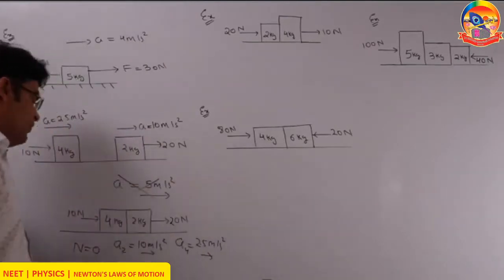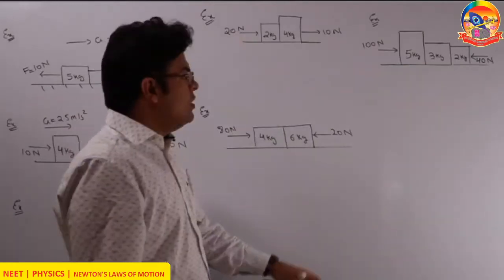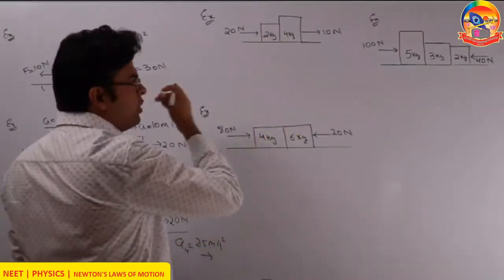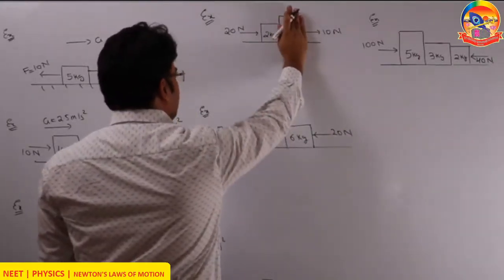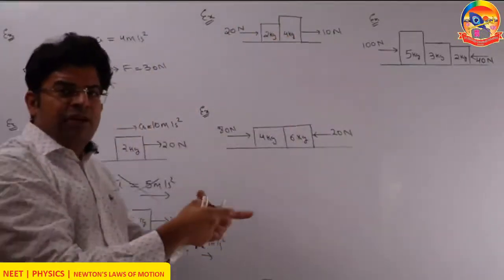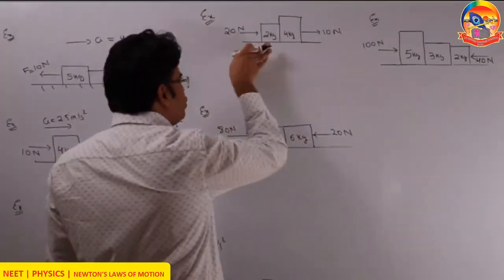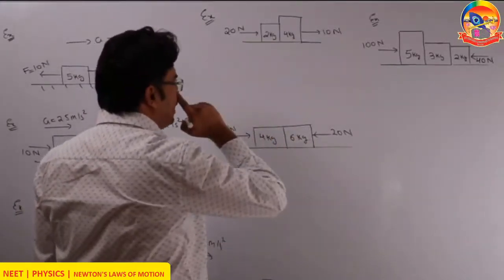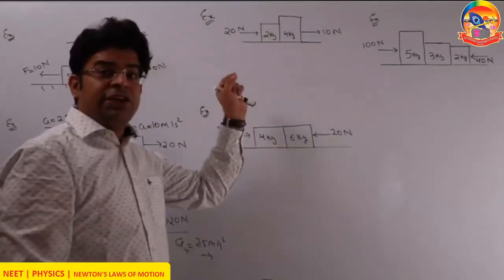Now let's say we again have a 4 kg and a 2 kg block. This time on the 2 kg block a force of 20 acts towards right, and on the 4 kg block a force of 10 acts towards right. If you look at them independently, the 4 kg block independently will have an acceleration of 2.5. The 2 kg block, if the 4 kg does not exist, will have an acceleration of 20 by 2, that is 10. This means that the one behind has a higher tendency to accelerate than the one in front. So the one behind will push the one in front, and because of that a normal reaction will be created between them. In this case they are constrained to move together.